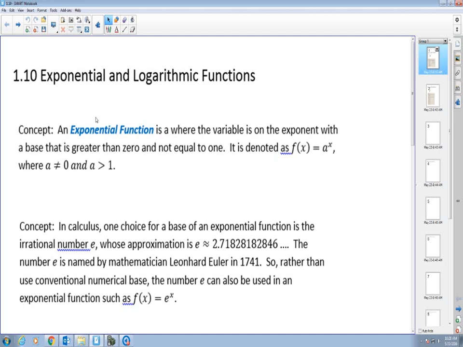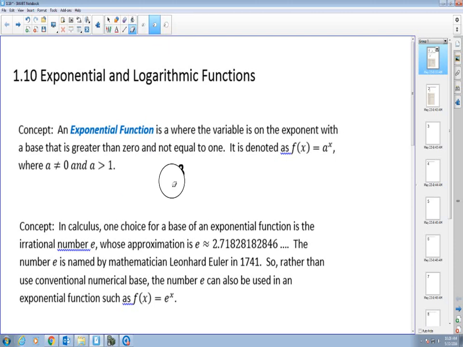An exponential function is where our variable x is going to be in the exponent, and it has a base greater than 0 and not equal to 1. Because if my base is 0, 0 to any power is still 0. If my base is 1, 1 to any power is still going to equal 1. So we don't want our bases to be those two numbers.